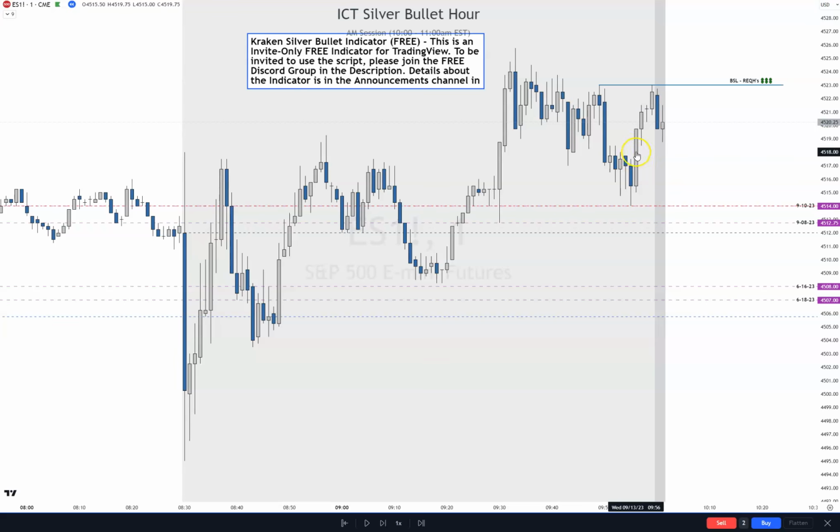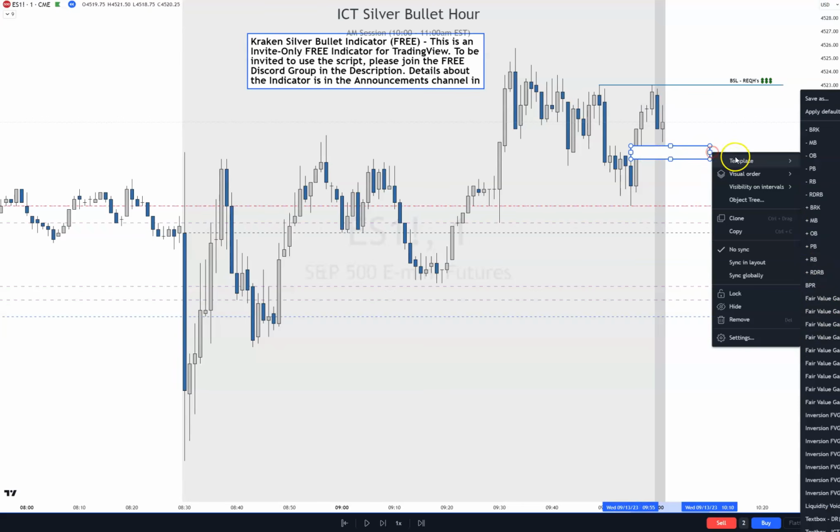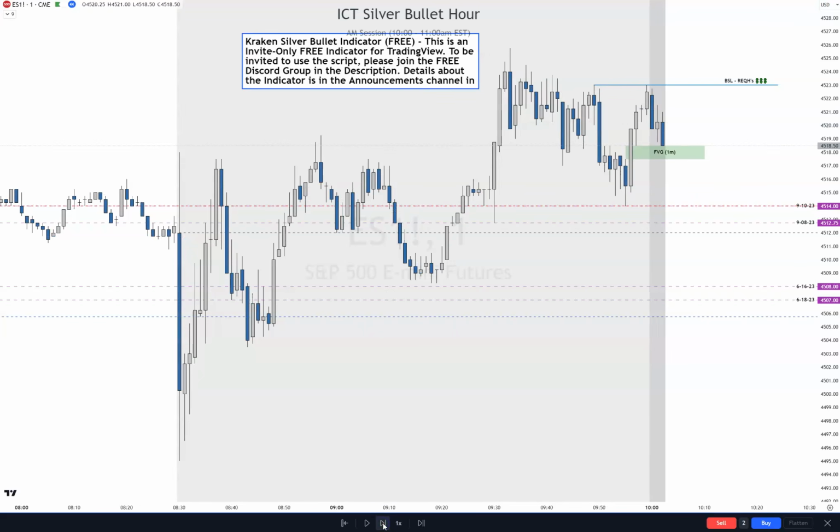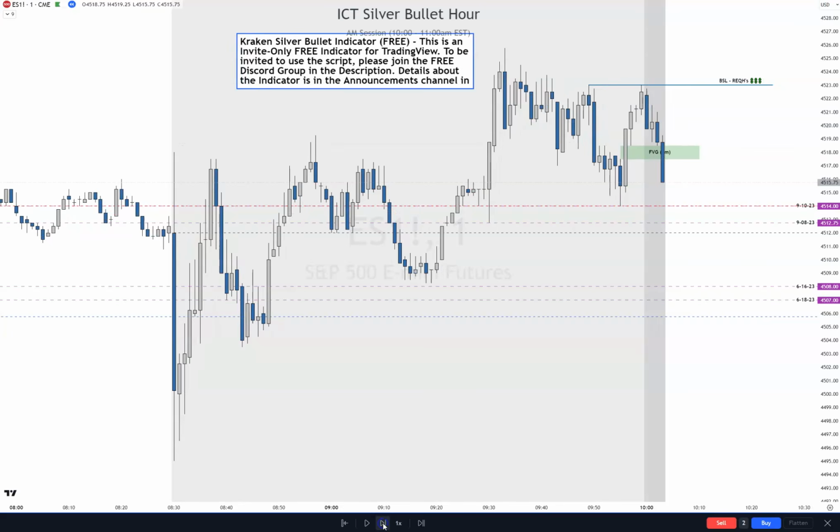No, I'm not looking at this fair value gap right here. I want to see how it reacts to this, right? So I'm looking at, is this fair value gap going to hold price, or is it going to reject right past it? That's kind of what I'm waiting to see. Okay, so right there it's holding price, good.